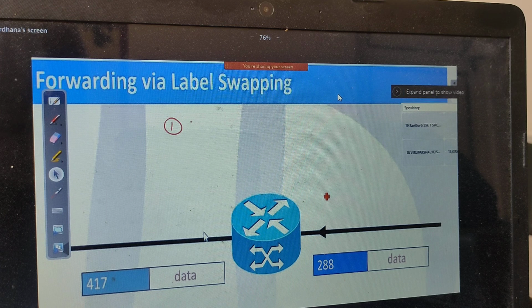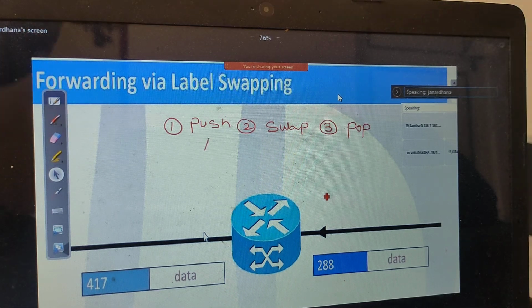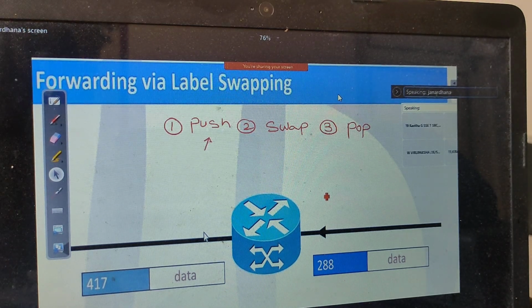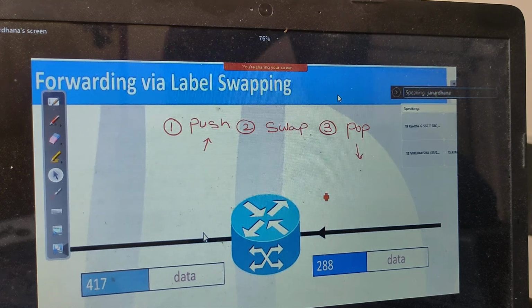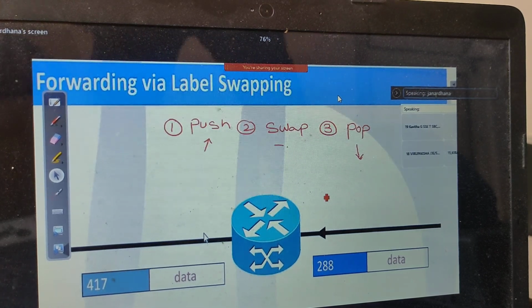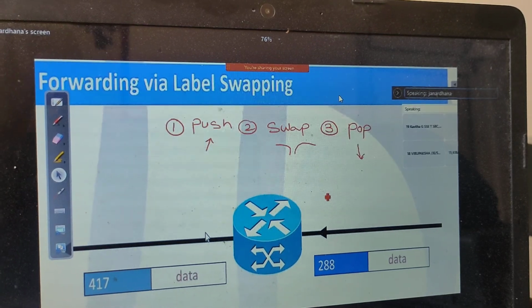One is the push operation, second one is the swap operation, and third one is the pop operation. When a label is added into the MPLS domain, the MPLS cloud, that is called a push operation. When you remove the label, that is called a pop operation. When you swap the label, removing one label and adding another label, that is called a swap operation.